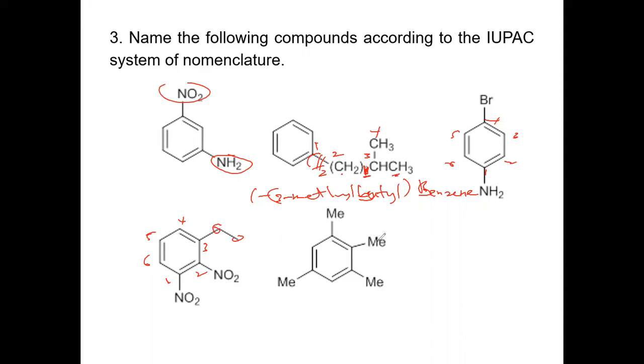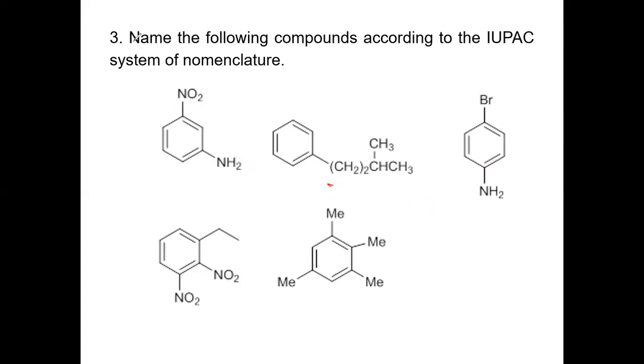Very simple, right? Then the last one, I can start numbering from here. 1, 2, 3, 4, 5, 6. So I'll have 1, 2, 3, 5-tetramethylbenzene. Very simple. All right, good. So let's move on quickly.